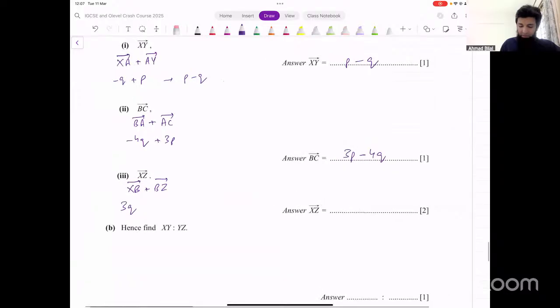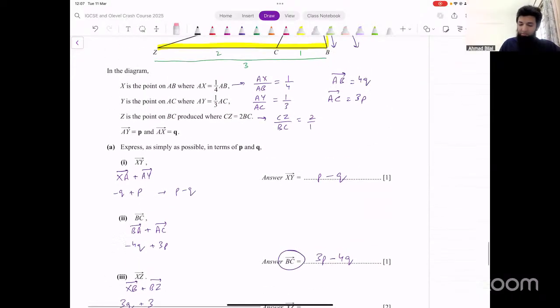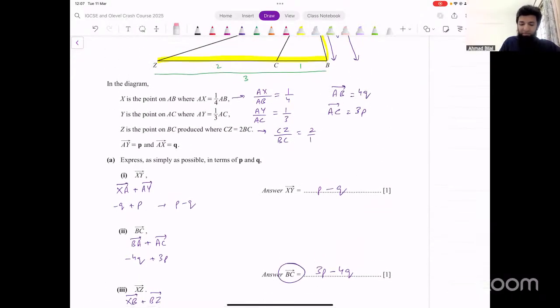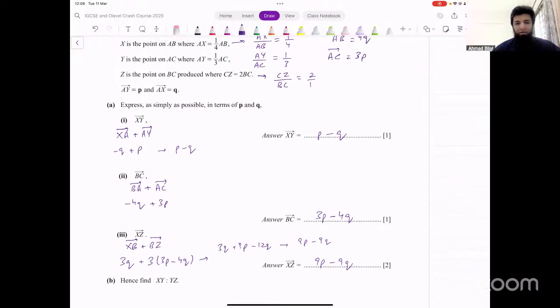We say it's going to be 3Q plus 3 times BC, right? BZ is 3 times BC. So we say that's 3 times 3P minus 4Q. We can simplify this and see what that gives us. 3Q plus 9P minus 12Q. And that simplifies to 9P minus 9Q. That's the result that we were looking for. It's 9P minus 9Q. That's the vector XZ. Does that make sense? Any problem with this?